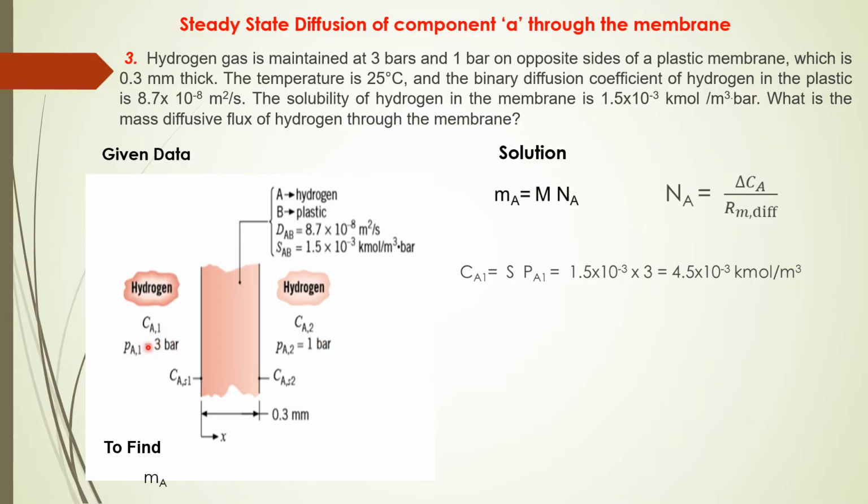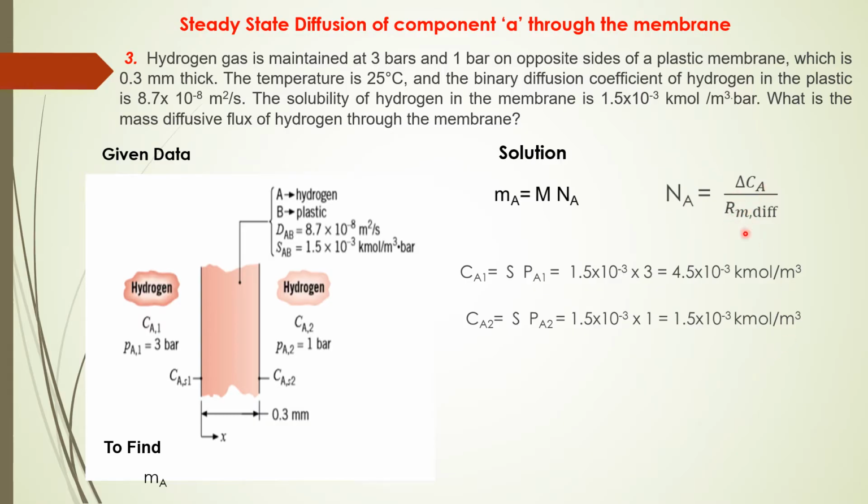On this side, the data given is the partial pressure, and we know the solubility of hydrogen in this membrane. We know the equation: concentration is equal to solubility into partial pressure. So we get 4.5 into 10 power minus 3 kilomole per meter cube. Next, in the same way we can find C_A2. We know the partial pressure at this end is 1 bar. So it is 1.5 into 10 power minus 3 kilomole per meter cube.